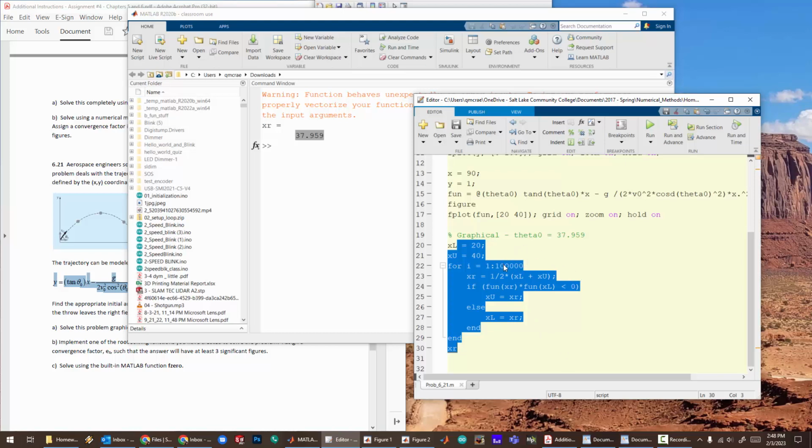Because I just did 100,000 iterations. I probably only need like 20, right? But how many do I need? I don't know in advance. So let's go through and do this.